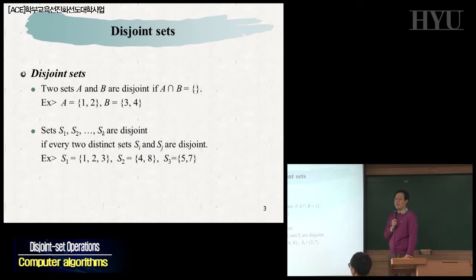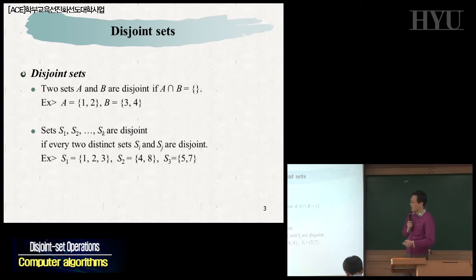Disjoint sets. Two sets, A and B, are disjoint if their intersection is empty. For example, A has two elements, 1 and 2, and B has two elements, 3 and 4. Then their intersection is an empty set. So they are disjoint.